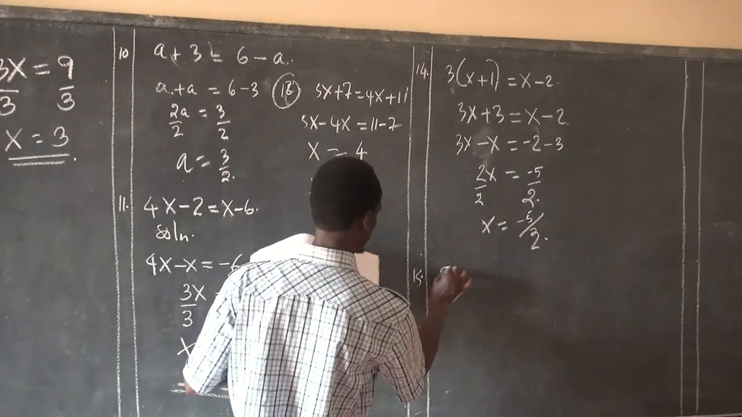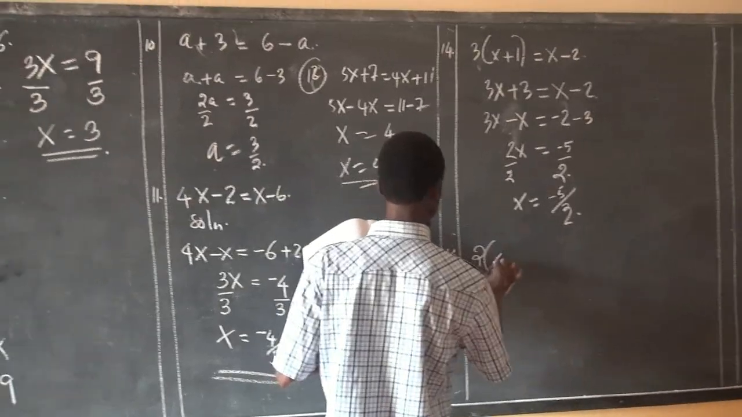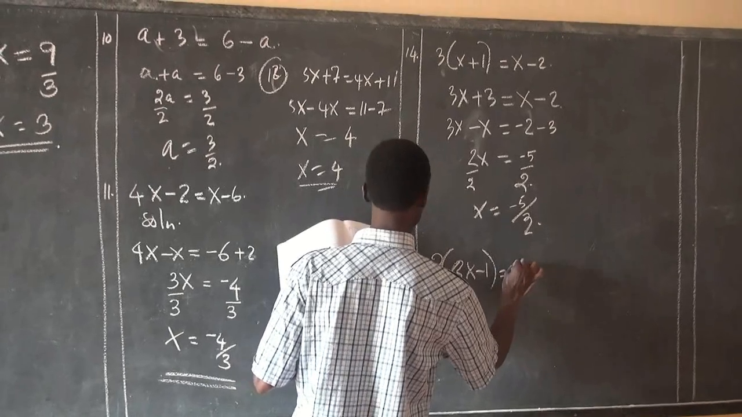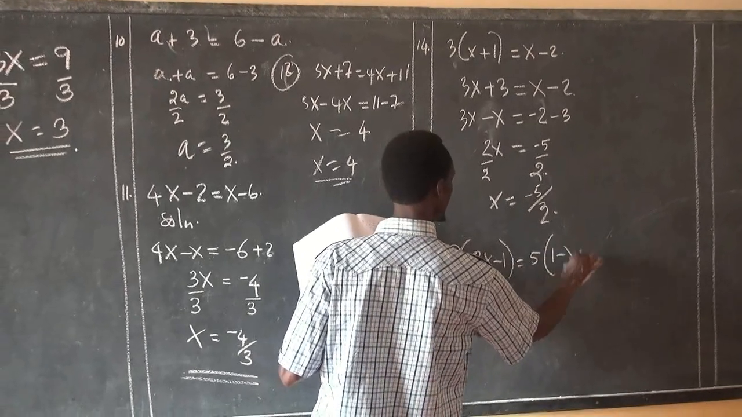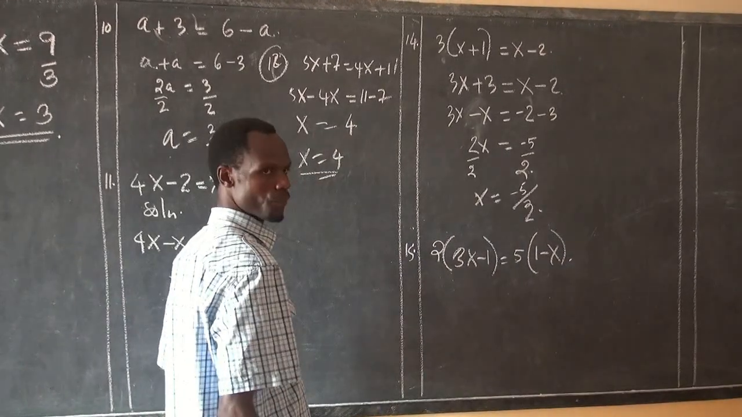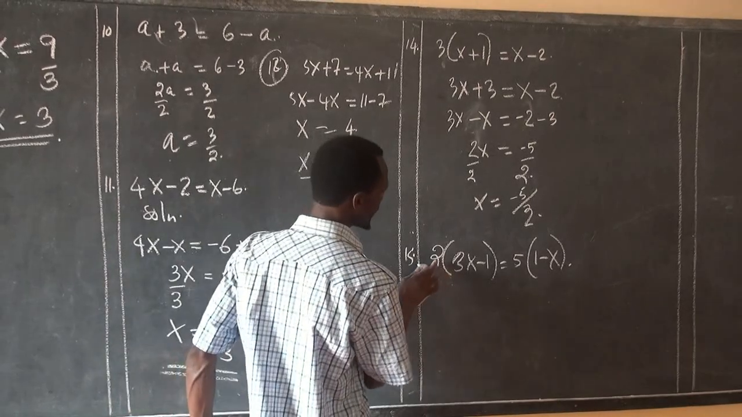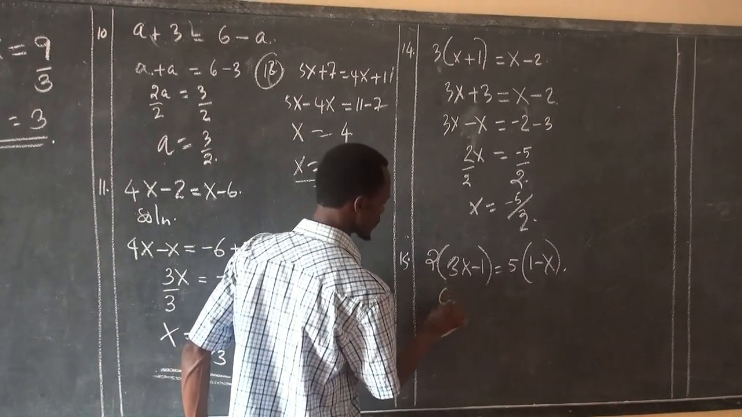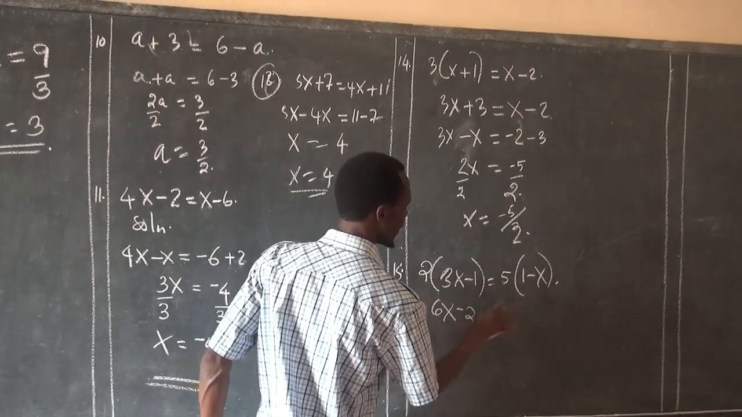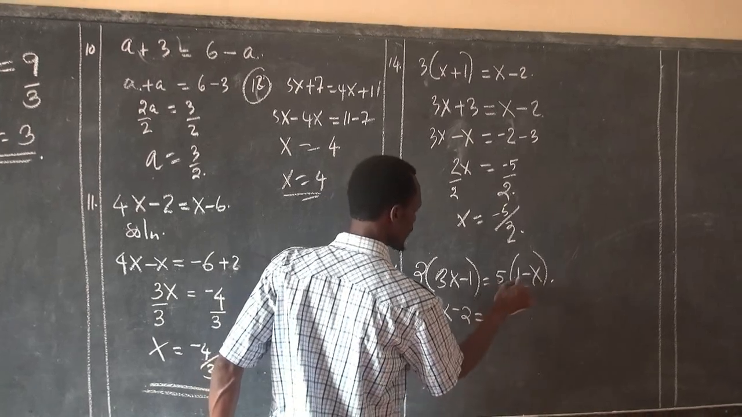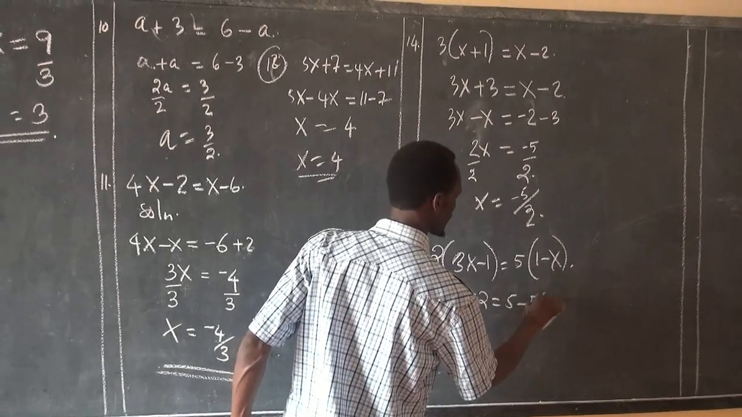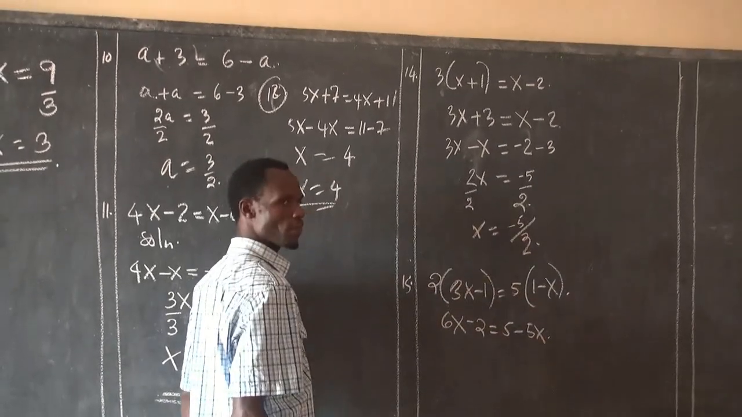15. We have 2(3x minus 1) equals 5(1 minus x). Open the bracket. 2 times 3x gives 6x. Then negative 2. Now 5 times 1 is 5. 5 times negative x gives negative 5x.